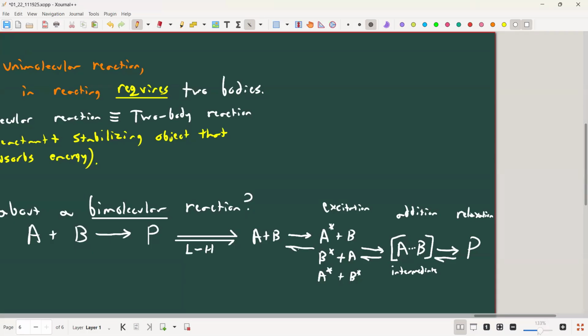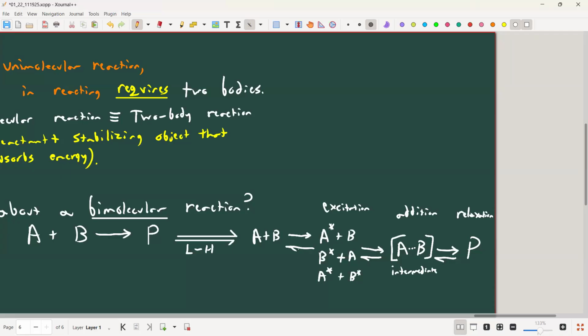Once again, have we created a situation that's any appreciably different than we had before? No. Because ultimately, we now have a step where, in some things, 2 things have to happen, right? First, you have to get something excited. That's going to require a collision. Then you've got to get them together, some high energy intermediate, and then you've got to relax them, right?